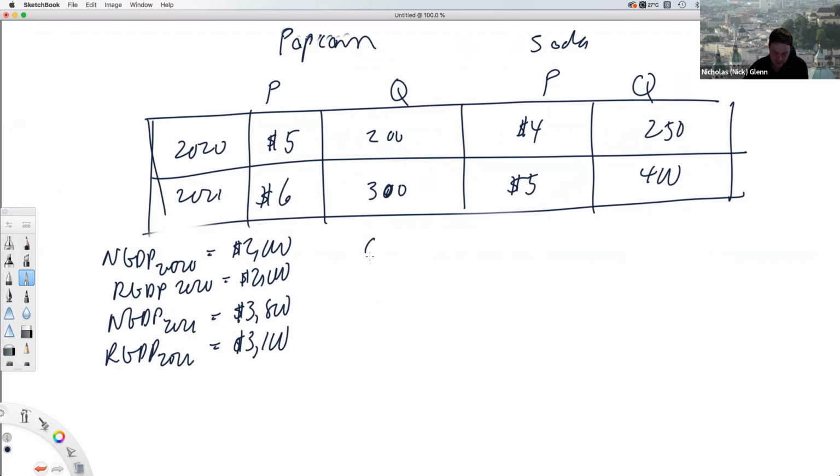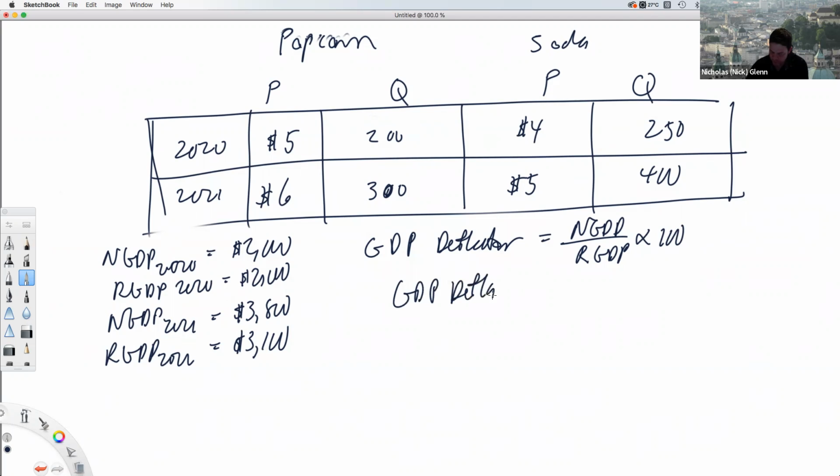All right, so let's calculate the GDP deflator for both years. This is the nominal GDP divided by the real GDP times 100. And the GDP deflator for the base year is always 100. So 2020 is 100. Why is that? Well, it's because the nominal GDP and the real GDP are equal to each other. So it's just going to be 1 times 100. Always 100 for the base year.